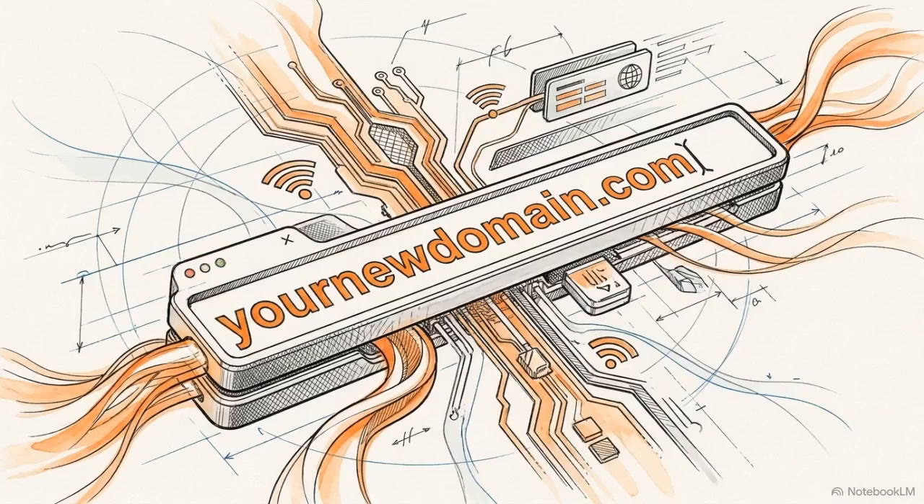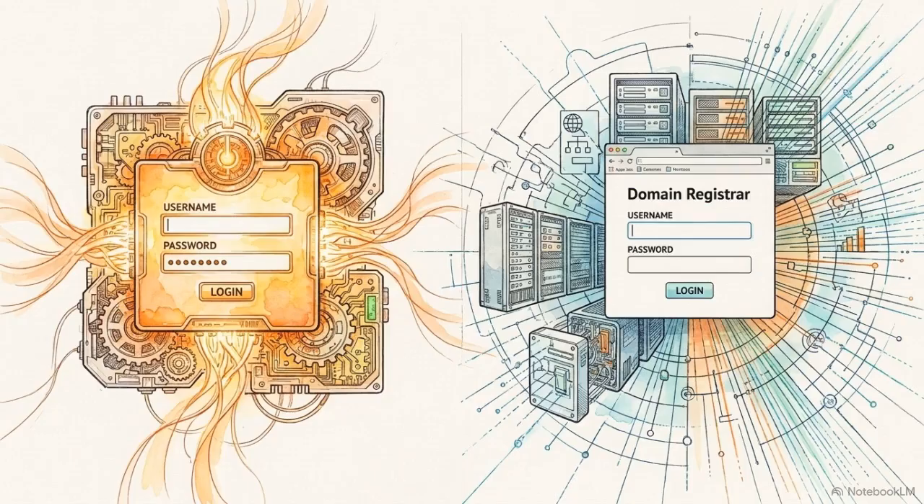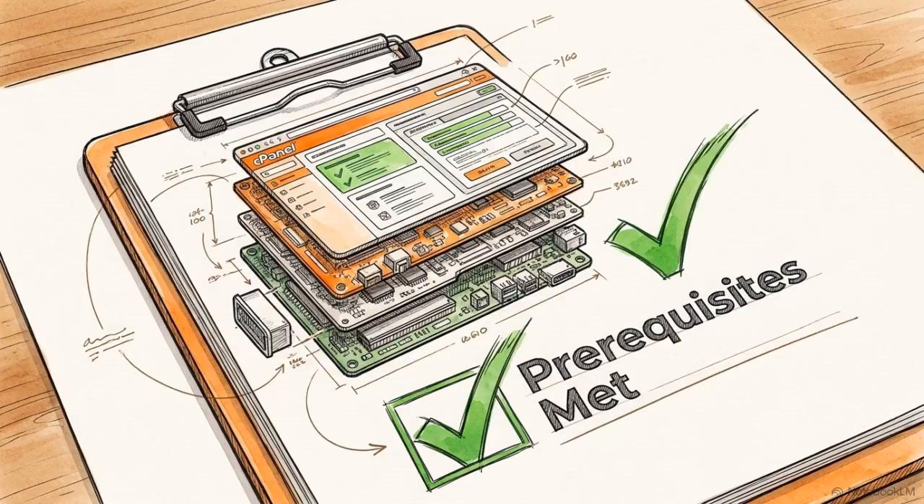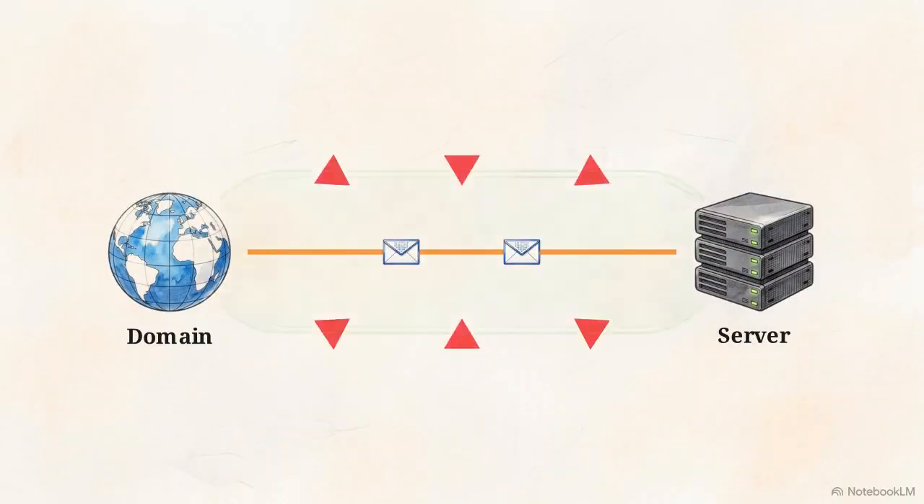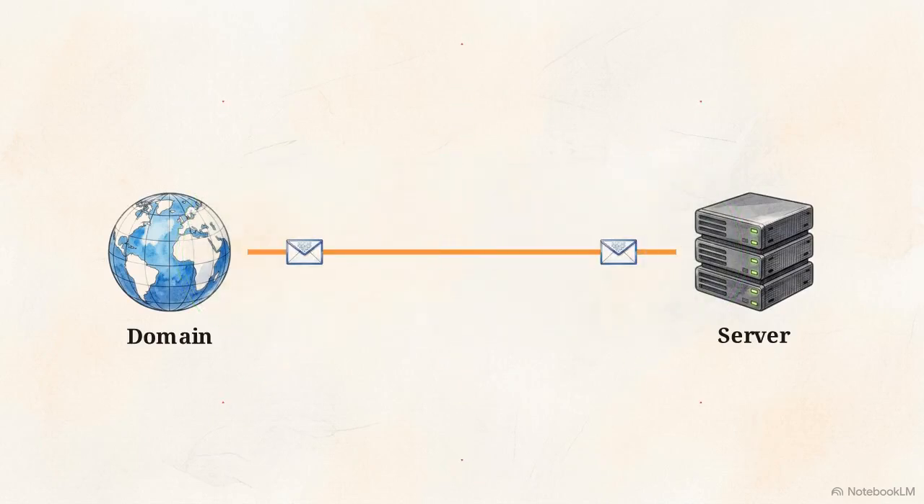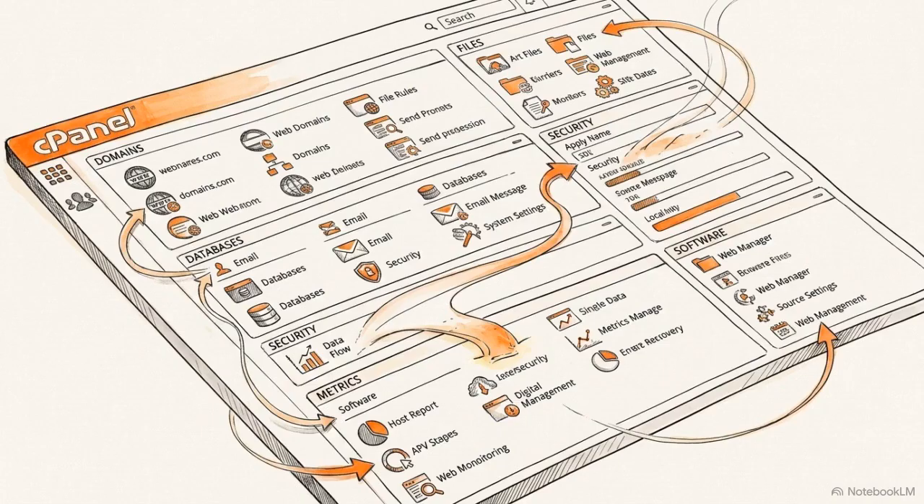To follow along, you will need a registered domain name, access to your cPanel dashboard, and the login credentials for your domain registrar. Confirming these details now is a critical first step. It ensures that once we begin the configuration, the domain and the server can communicate without the common errors that often stall new website deployments. Everything starts right within your cPanel dashboard.